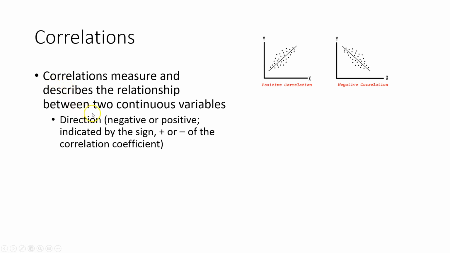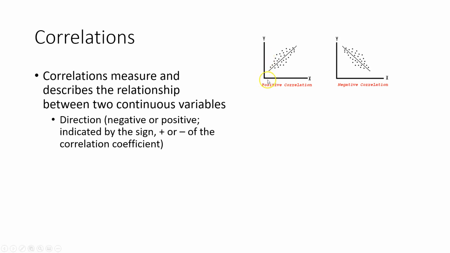There are three parts of correlation. The direction, that's negative or positive, and is indicated by the sign, either a positive sign or a negative sign of the correlation coefficient. We will learn what that means later on, but when you see a positive correlation, it means that it's going up to the right. When you see a negative correlation, it's going down to the left. Now, we call this a positive correlation because both variables move in the same direction. If x is increasing, then y is increasing.